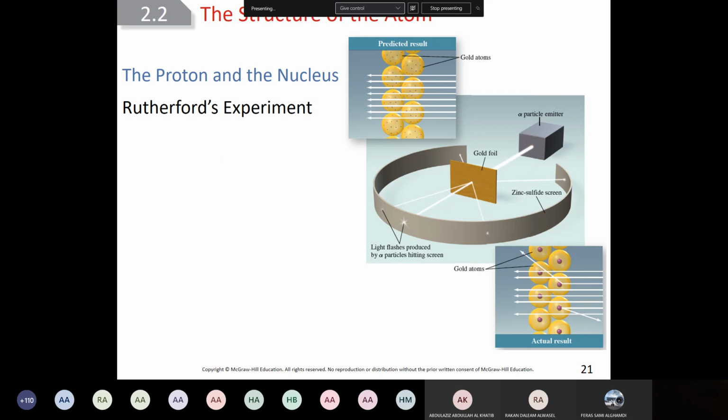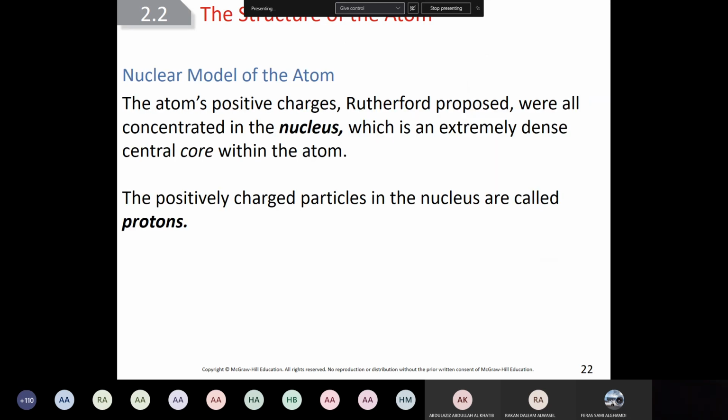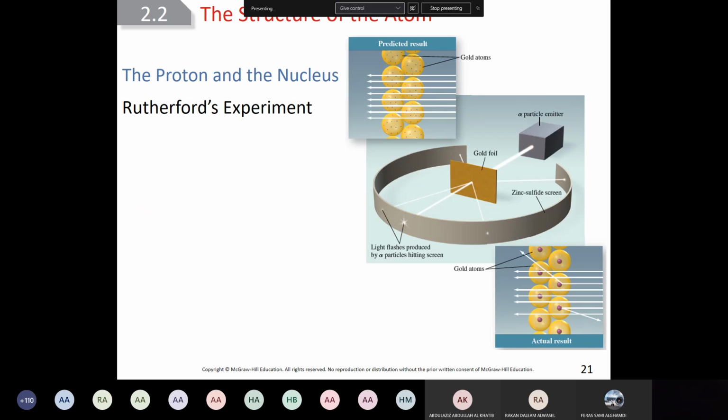which is called Rutherford, he did an experiment, a third experiment, which is called the gold plate experiment. You have to memorize the name. Gold plate experiment.